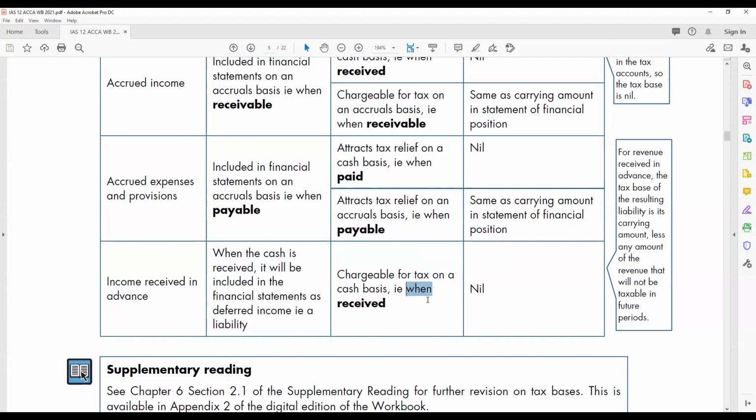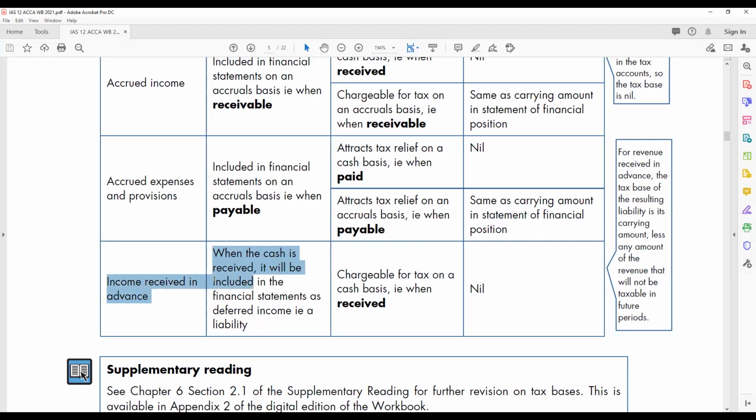So it means when it's received, the tax base is 0. If any income is received in advance, the tax base is 0. The carrying amount is the actual amount, but the tax base is 0, right?